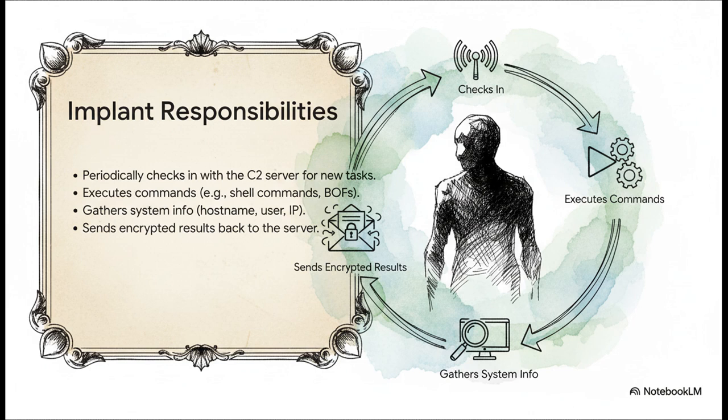The implant pretty much runs in a simple, continuous loop. It periodically calls home to the C2 server to check for new tasks. If there are any, it executes them. Then it gathers up some basic system info and sends the results of its work back to the server. It's just a constant cycle of getting orders and reporting back.